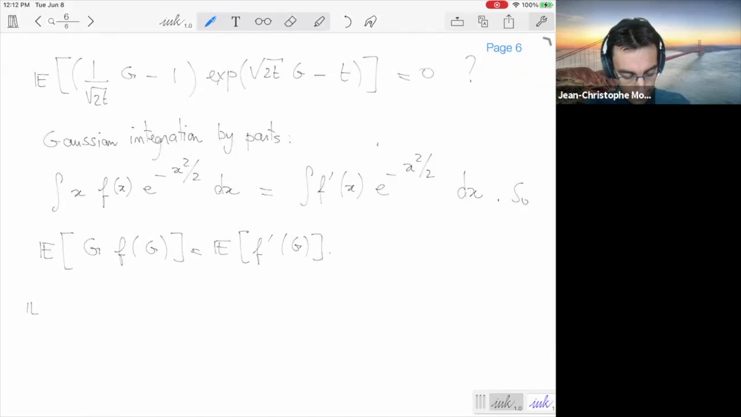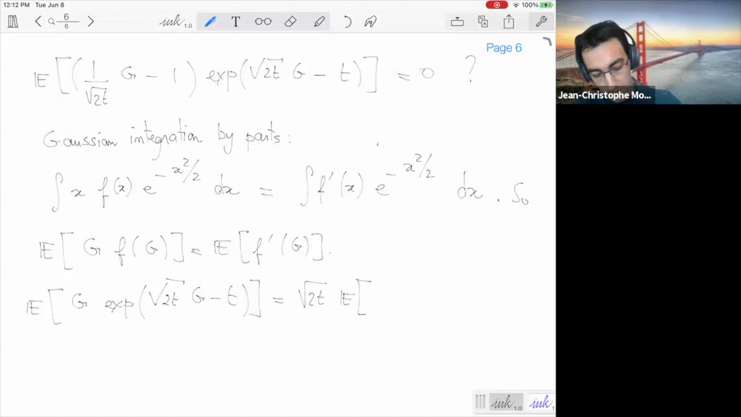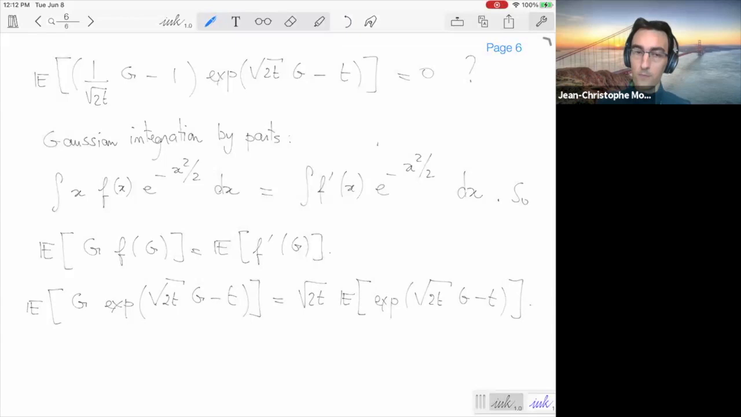And so in particular, if I try to compute the expectation of g times the exponential of square root of 2t g minus t, I differentiate with respect to g this exponential function, and I will get square root of 2t times the expectation of the exponential of square root of 2t g minus t. Now we see that the identity on top of this screen is valid, because the square root of 2t is simplified and we have the same exponential minus the exponential, and we're done. So the identity on top is valid. That's on top of the screen currently, but now I'm going to scroll and things are going to change. Does that make sense?